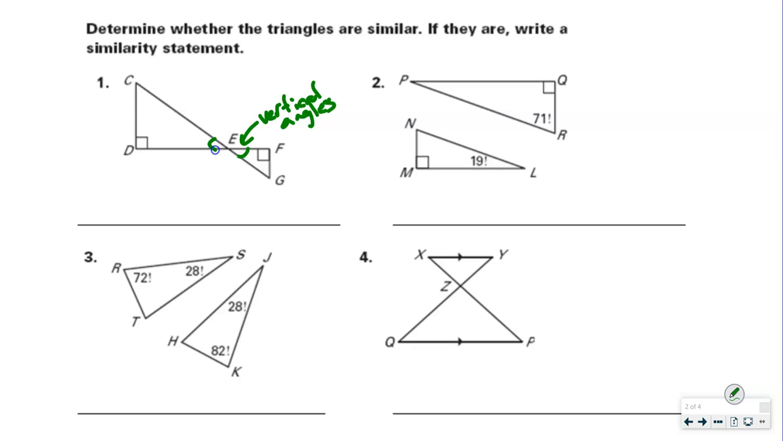So yes, triangles are similar. And our similarity statement could be, if I call my first triangle CDE, it would be similar to triangle GFE.